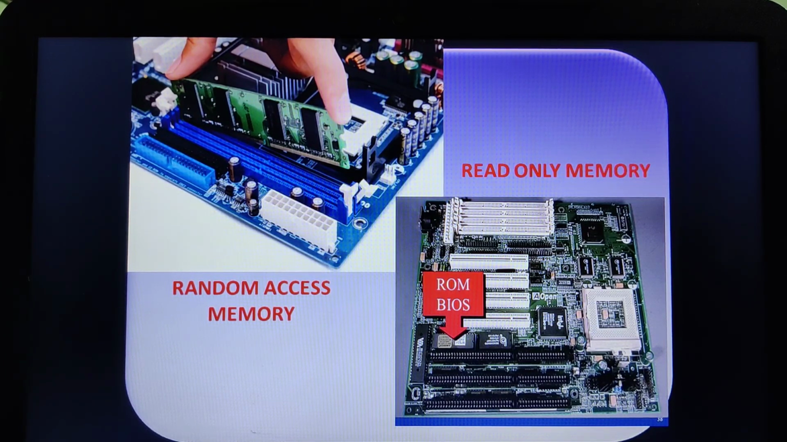So I hope the concepts are clear. In our next video, we are going to discuss the registers, cache memory, and the last concept, the power supply. I hope the concepts are clear to you.